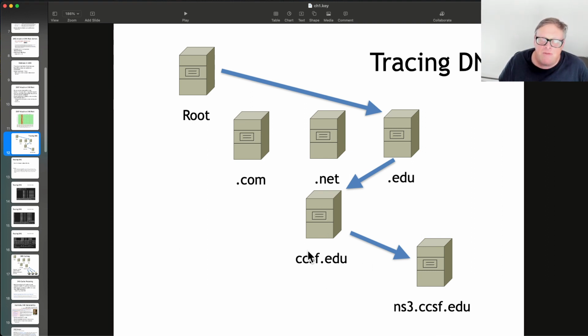So you might have to do 4 queries to find something. You query the root to find out where .edu is. You query .edu to find out who is the authoritative server for CCSF.edu. And then you ask that where the particular machine you're trying to reach at CCSF.edu is. This is the hierarchical system.